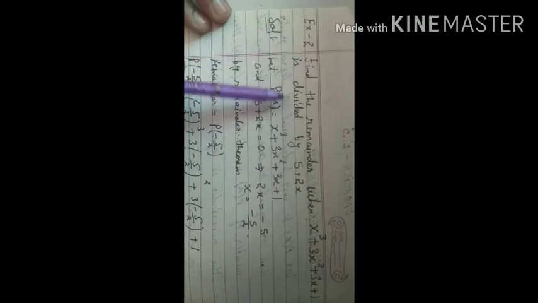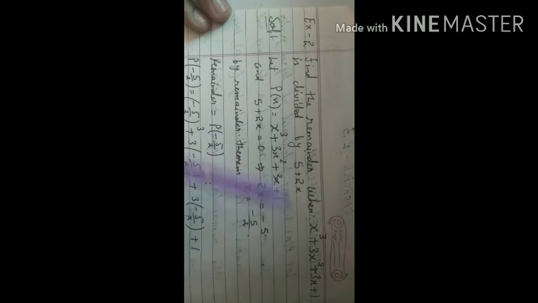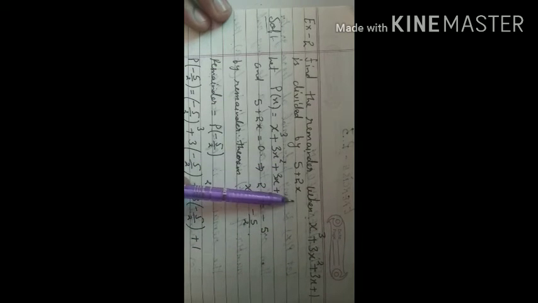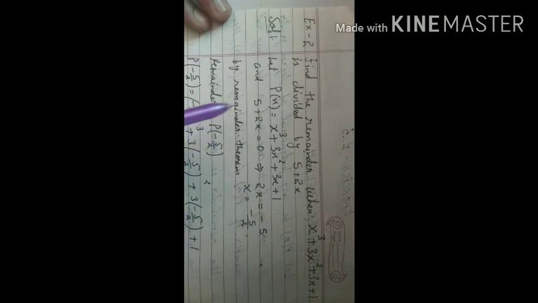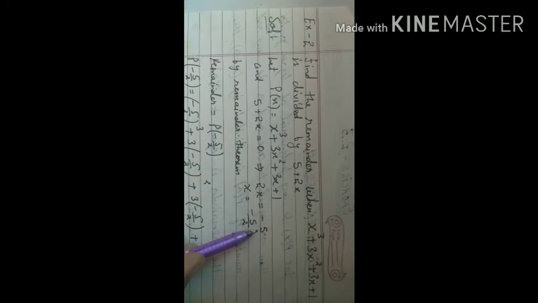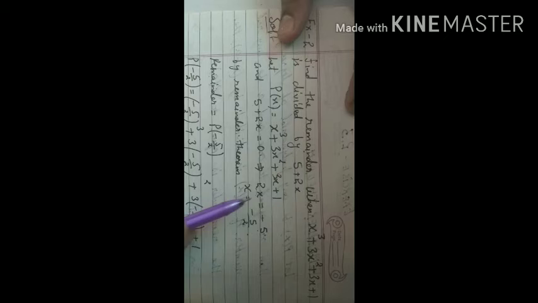Example number 2: find the remainder when x cube plus 3x square plus 3x plus 1 is divided by 5 plus 2x. Here p of x is given, and when we put 5 plus 2x equals 0, we find the value of x. Transposing 5 to the right side, we get 2x equals minus 5, so x is equal to minus 5 over 2.